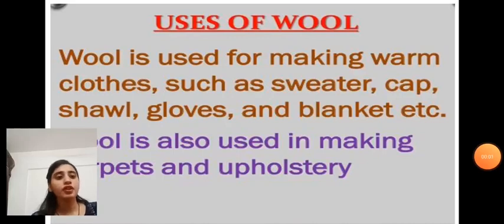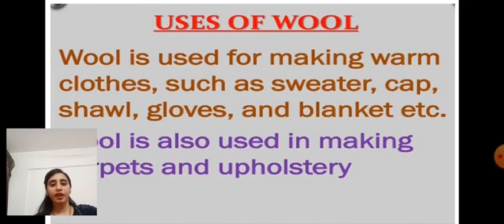Now, uses of wool. Wool is used for making warm clothes such as sweater, cap, shawl, gloves, blankets, and wool is also used for making carpets. Okay, these are all about wool.